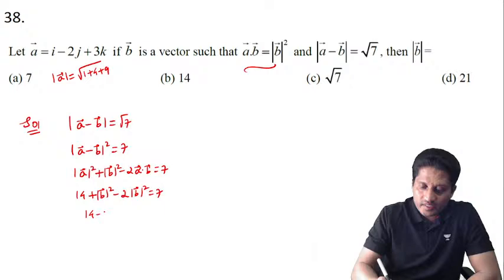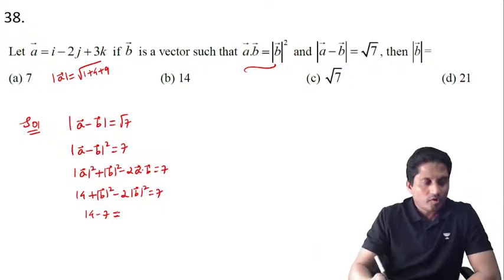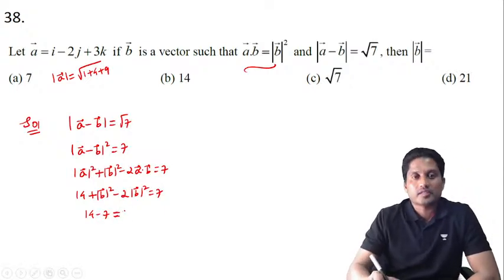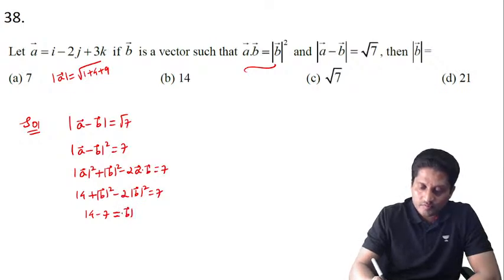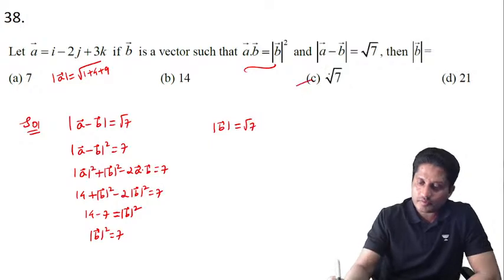So this is 14 minus 7 is equal to mod b the whole square. If you shift to the right side, mod b the whole square is equal to 7. Alright, now modulus of b is equal to root 7. So the answer is root 7. Okay, so modulus of b is equal to root 7. Answer is option C.